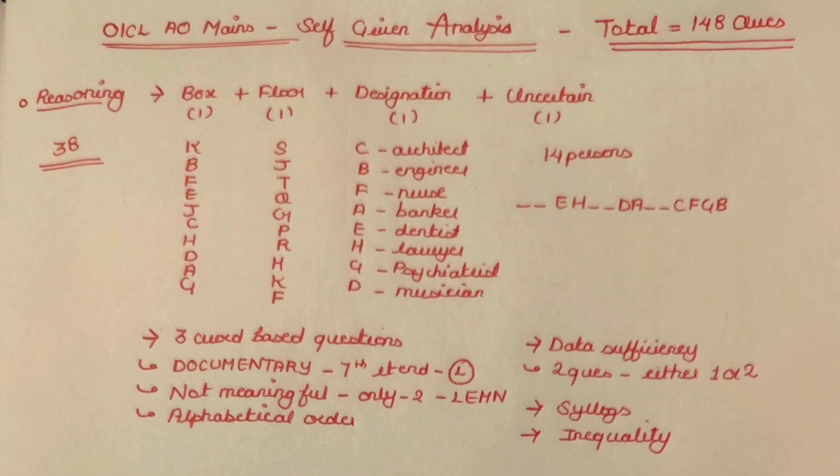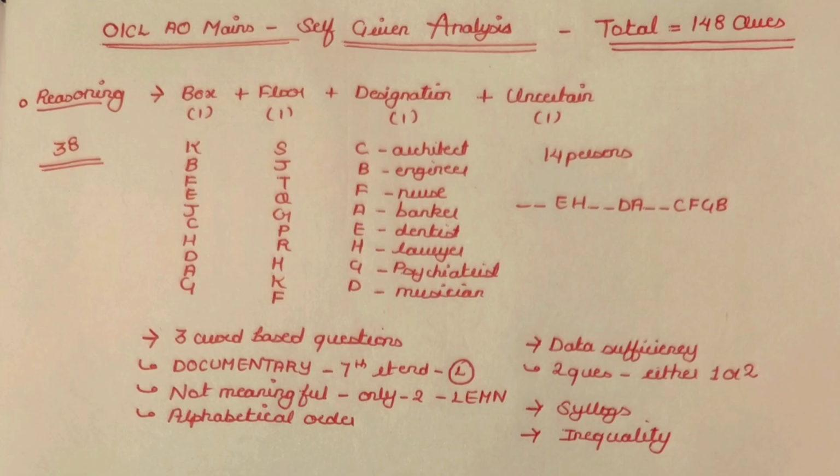The box based puzzle and floor based puzzle, the sequence for both of them I have written, and another was designation based puzzle and the sequence is right here, and another was uncertain puzzle in which 14 persons were there, and this is the sequence for the same.